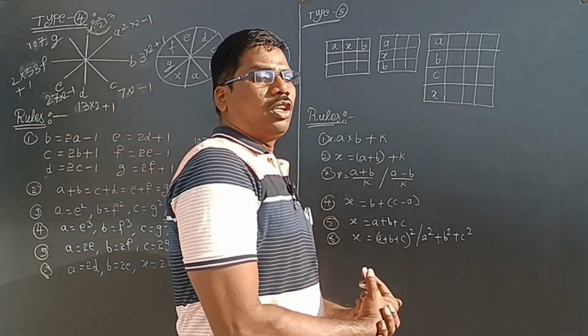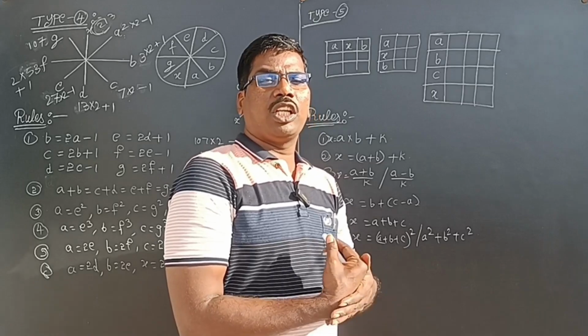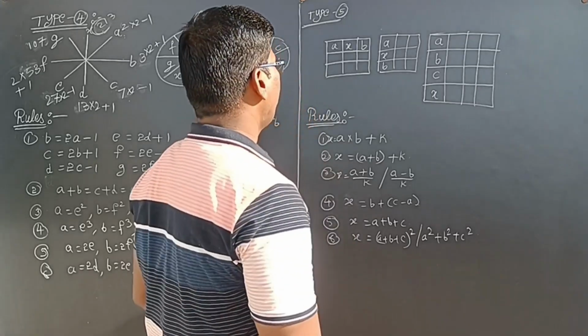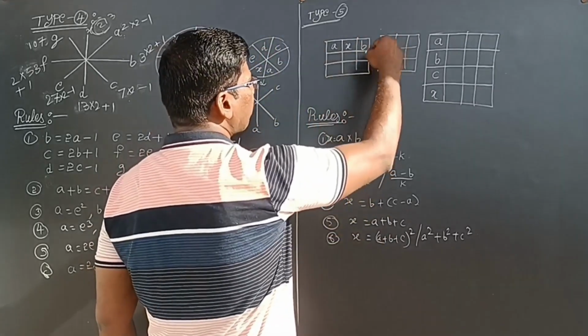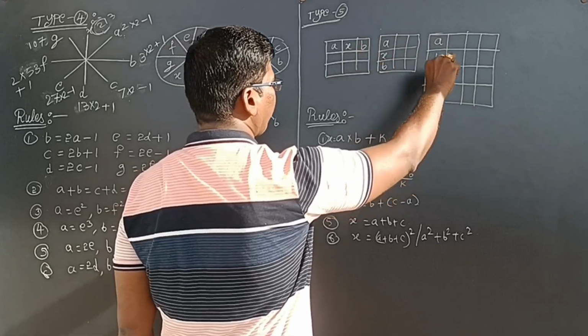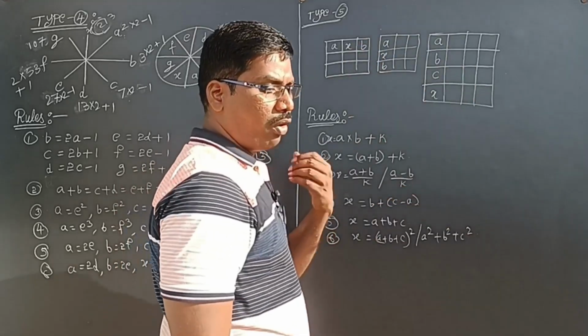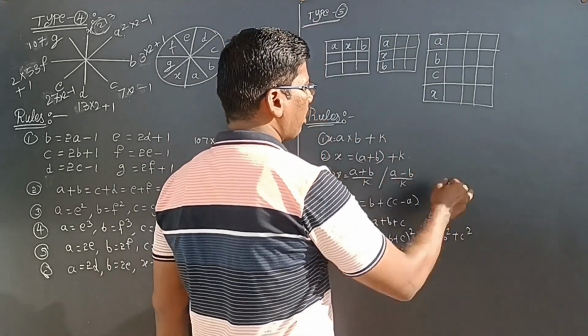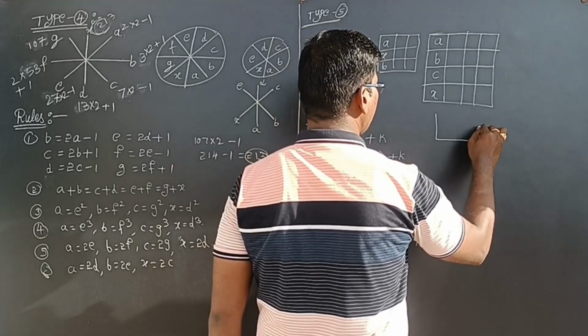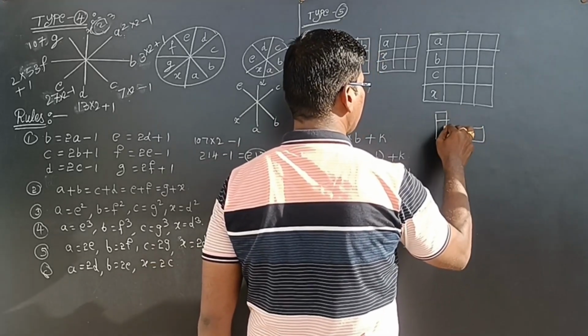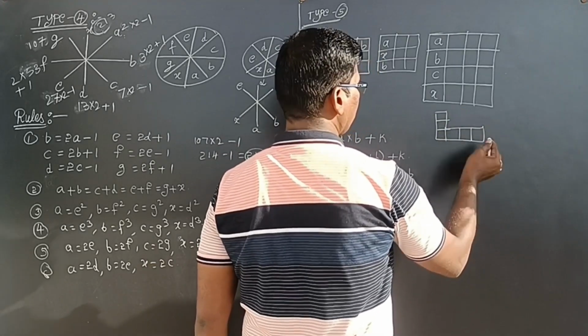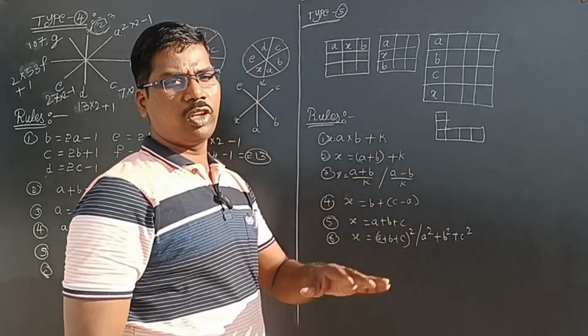Next, the last type, that is type 5. What is type 5? See here. The boxes will be given. So a 3 by 3 box or 4 by 4 box or 5 by 5 box. Whatever box they will give. Sometimes they will give like this also. So some boxes will be there.